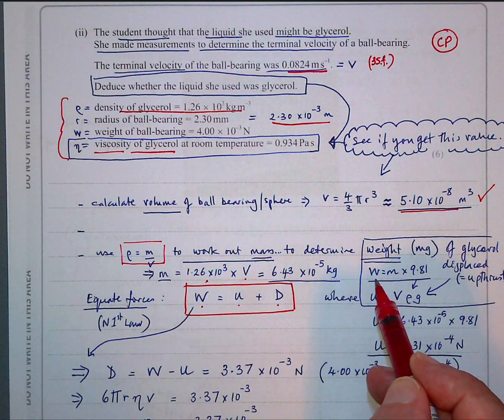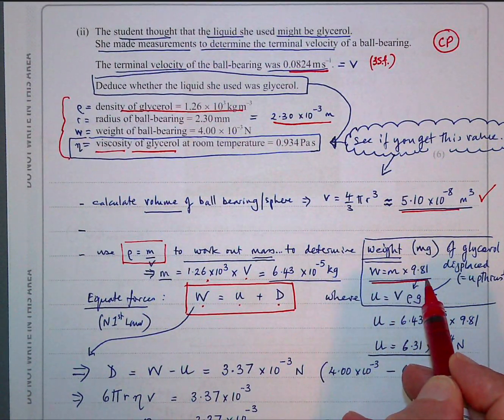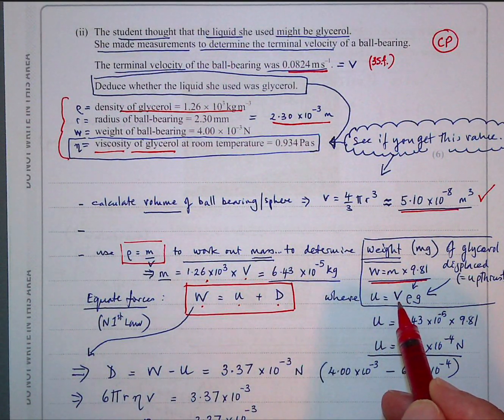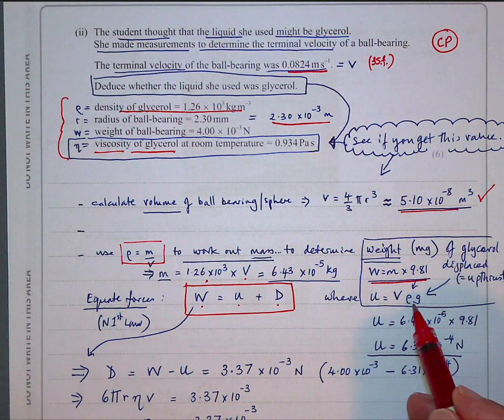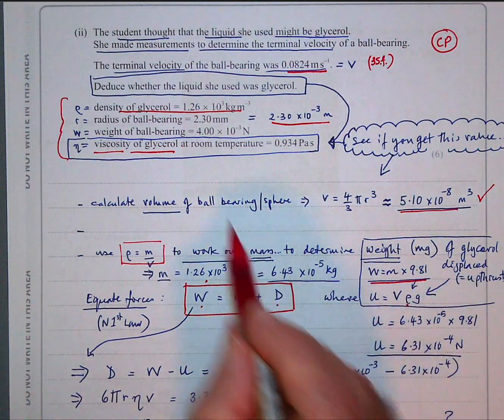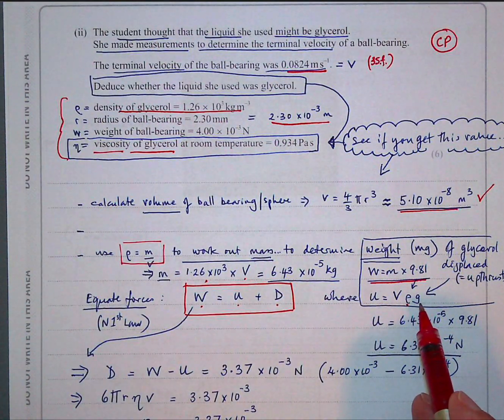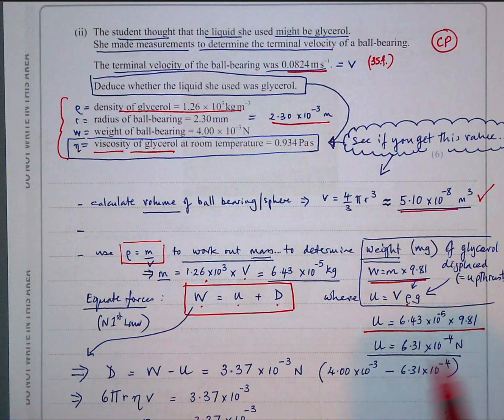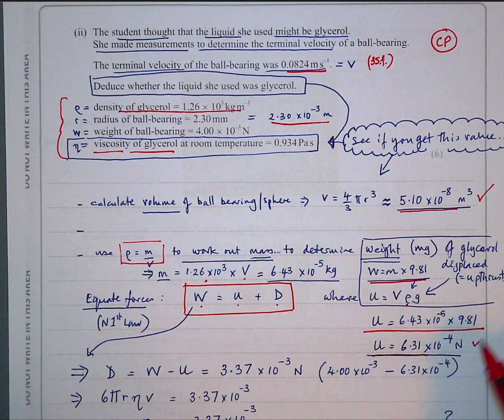You then need to work out the upthrust as a Newton, yes? So the upthrust is the volume of the ball bearing, which is equal to the volume displaced, times the density of the fluid, which we've given here, multiplied by g. When you put all those in, you'll find that the upthrust is equal to this value. So you'll get a mark for working that out.